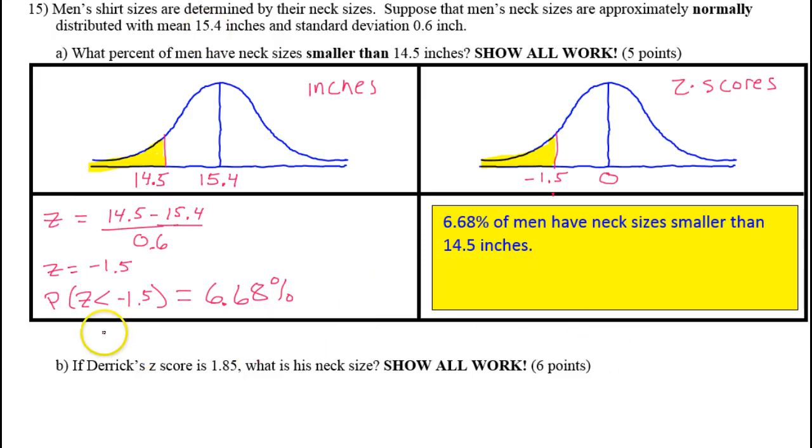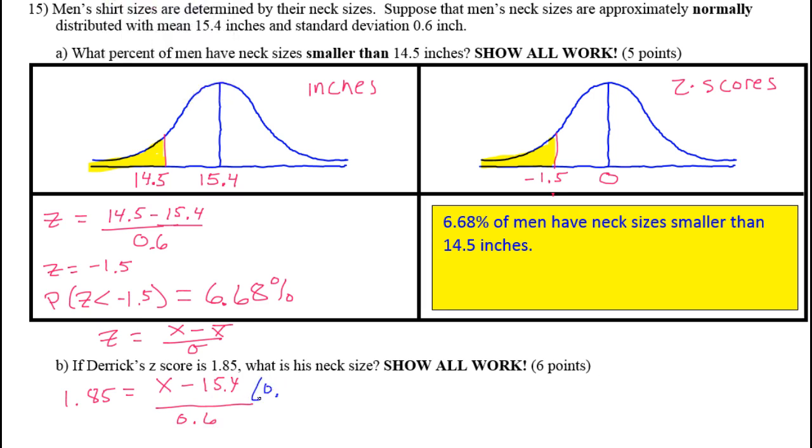Remember, the z-score formula is like this. The z-score is equal to a particular value minus the mean divided by the standard deviation. So we're given the z-score, so that means 1.85 equals. Now we're looking for a particular value, Derek's neck size, so I'll just call that x. Now the mean is still 15.4 and the standard deviation is still 0.6. So we just have to solve this for x.